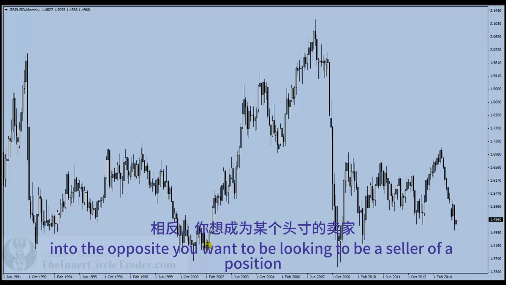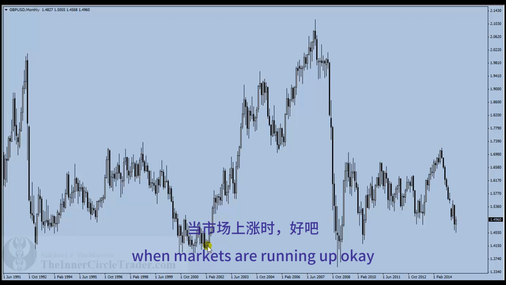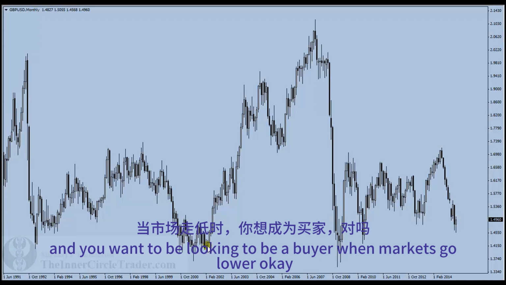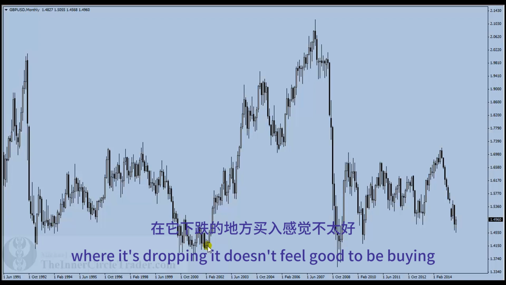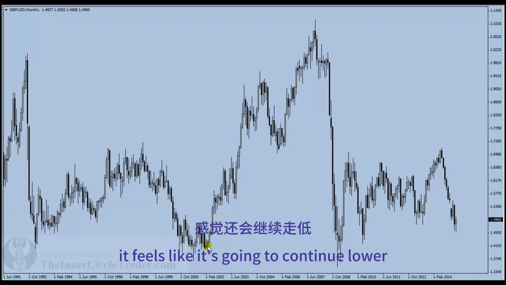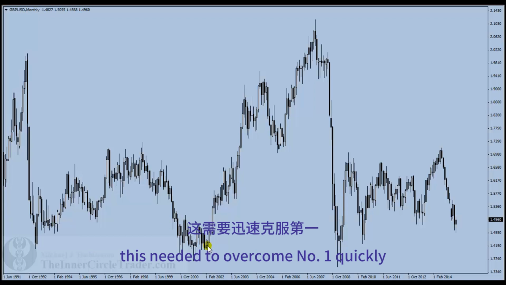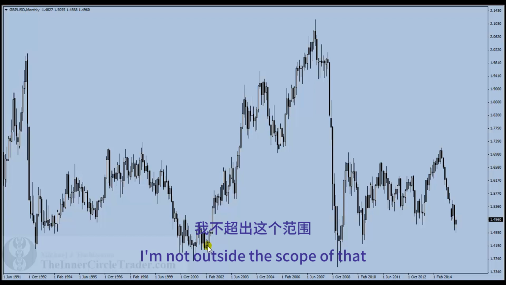That's where retail traders lack the perspective that's needed to overcome, number one, quickly, the dealer spread. We all have to overcome that. I'm not outside the scope of that. All my trades enter the market with a deficit. I have a spread that I've got to overcome just as well as you do. If you trade when the market is moving lower and you're buying in that instance, you will quickly overcome that dealer spread in just about no time, many times instantly, if you do it right.